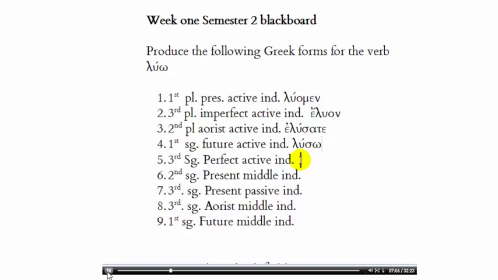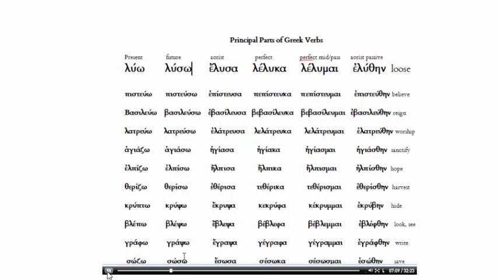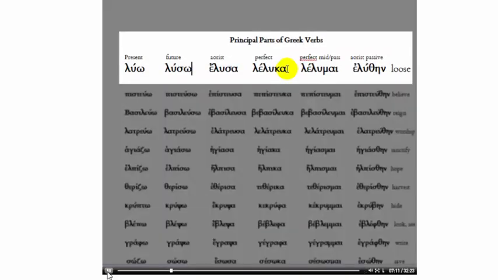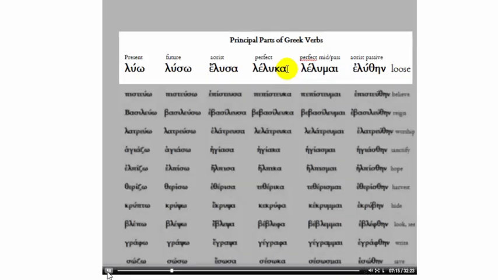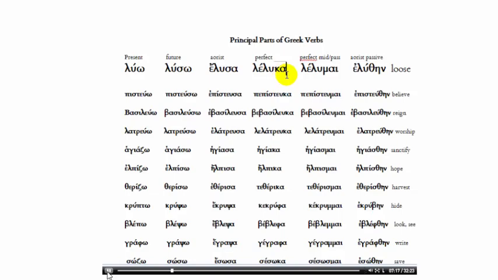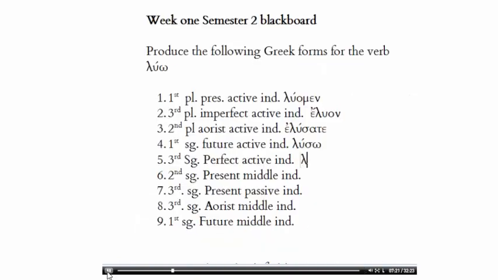The third singular perfect active indicative of luo. Well, the perfect, you hopefully recall, will be formed from your fourth principal part. Luo, luso, elusa, leluka. So we'll start ourselves with that one. And all we need to do for this one is to attach the appropriate third person singular ending. Leluka, lelukas, leluke. Okay, and that's it.